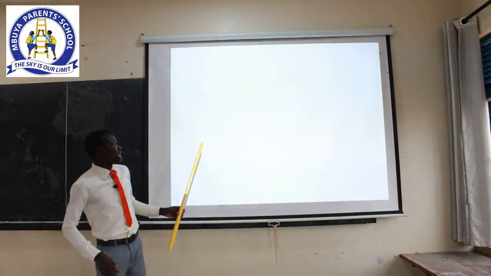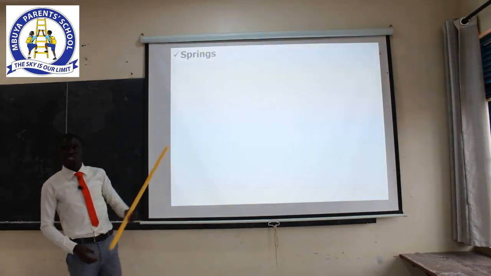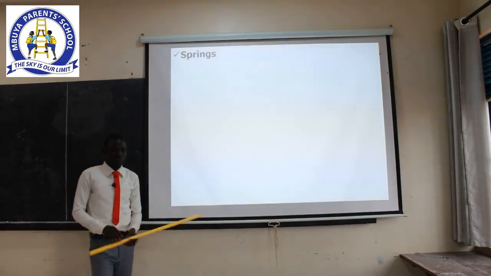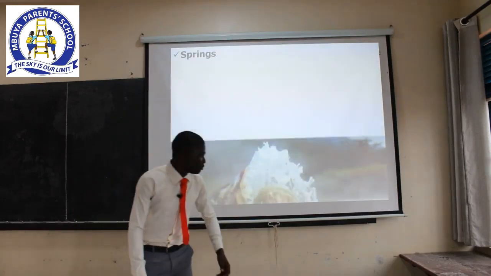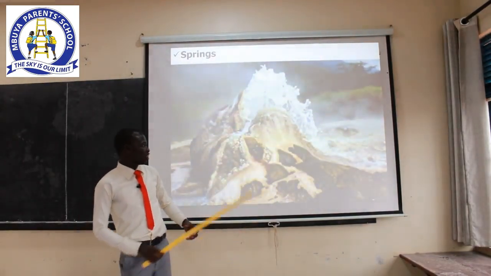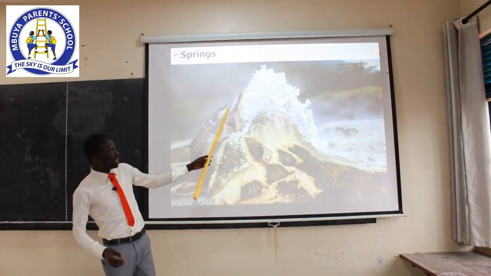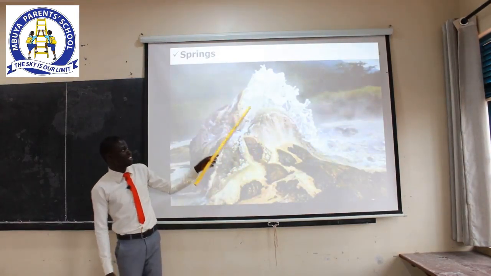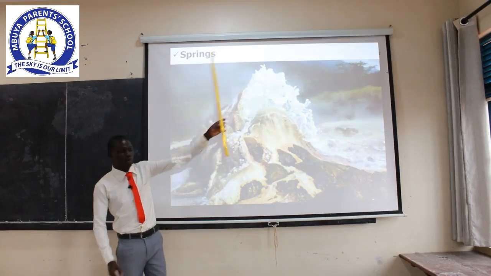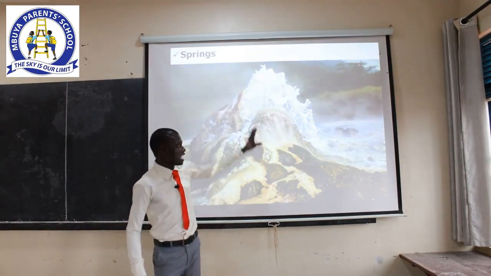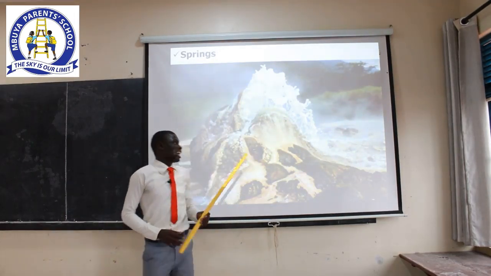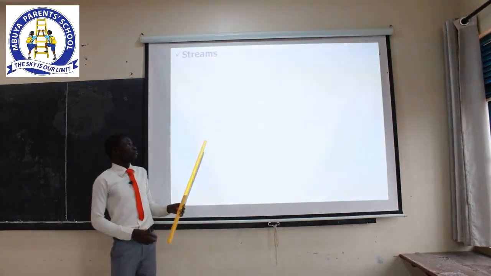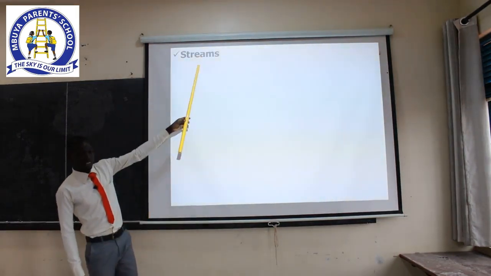Let us continue. Another physical feature that contains water are the springs. For those of you who might be living in Kasese, you have gone to that place where you find the warm boiling water on the earth's surface. These are the springs. Even those people who come from Mbale, they are also there. Let's move on.